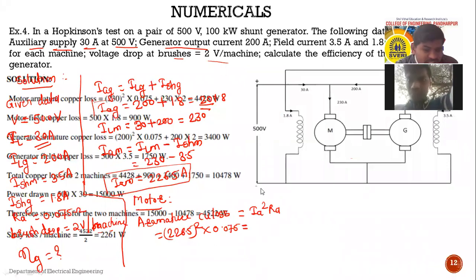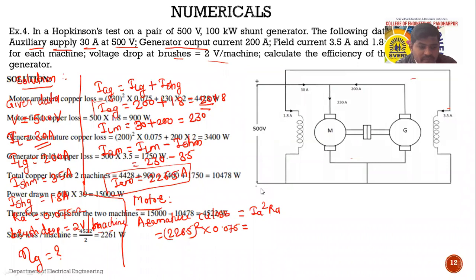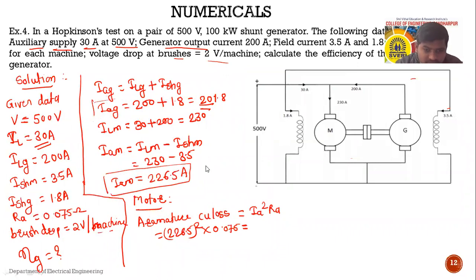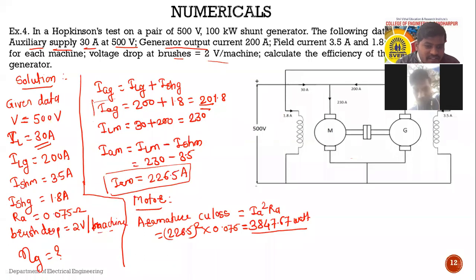Do the calculation. 226.5 square into 0.075. It is 3847.67 watt. Okay, similarly, calculate the shunt copper losses. Shunt copper loss of the motor.